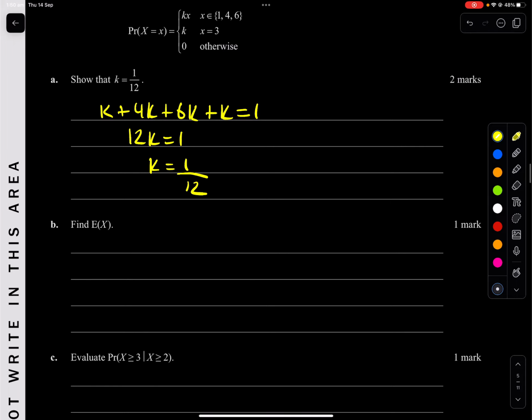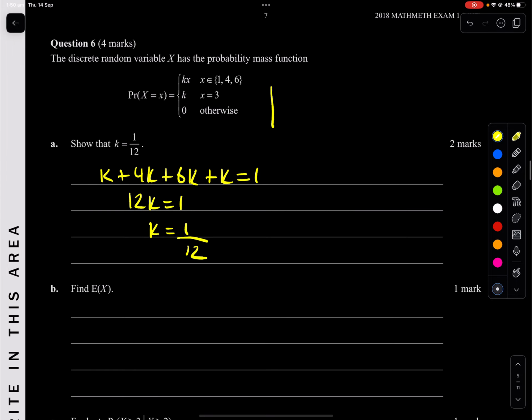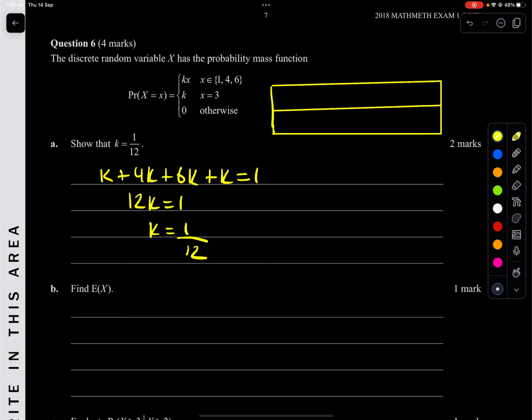Find the expected value. Okay, so what I'm going to do here, because it's like distinct points, I'm just going to draw a normal probability table here. Let's say this is your x and this is your probability of x. So this is 1, 3, 4, 6, and we know that probability of 1 is what? It's just k. 3 is k, 4k, 6k.